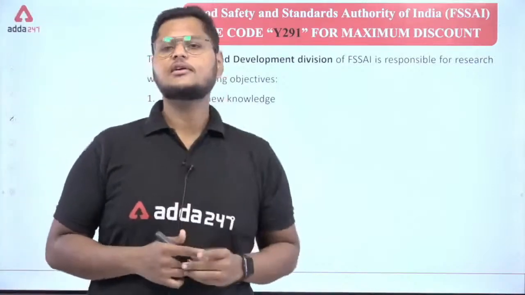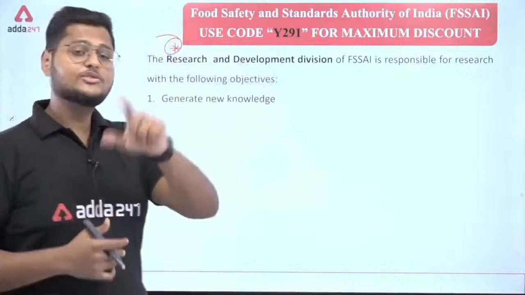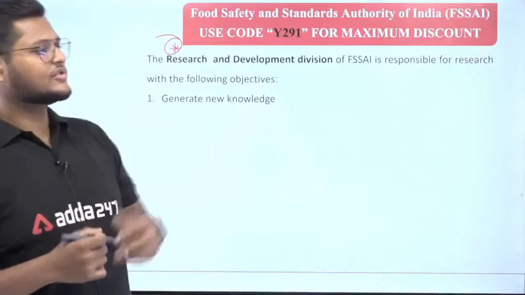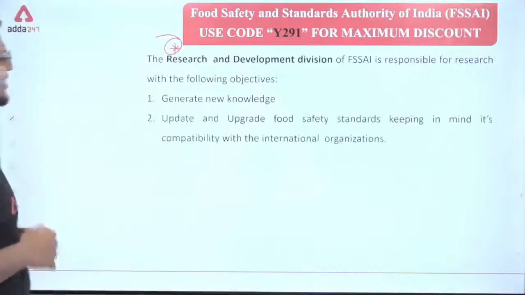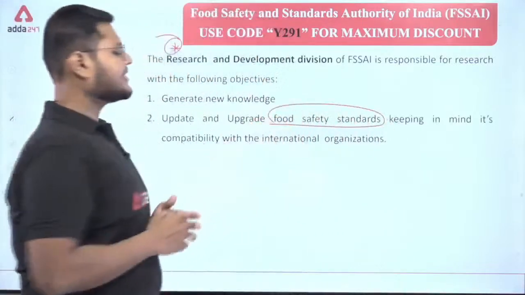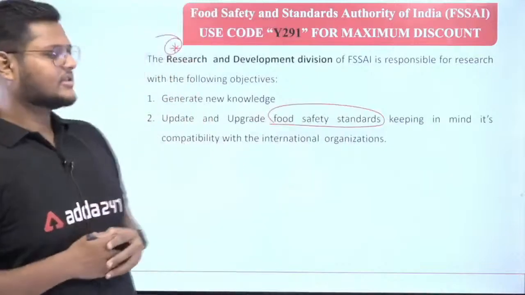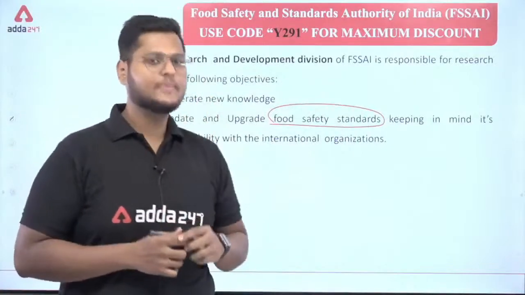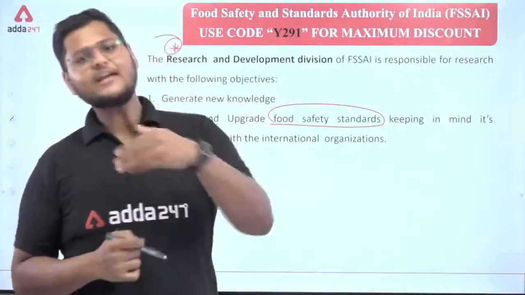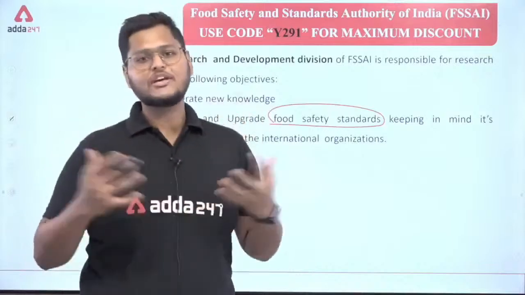The first objective that the research and development division has is to generate new knowledge. They have to generate new techniques, new knowledge regarding the food safety management system. The second one is to update and upgrade food safety standards. They have to keep in mind the existing standards, and the standards that are required to upgrade the food safety management system.